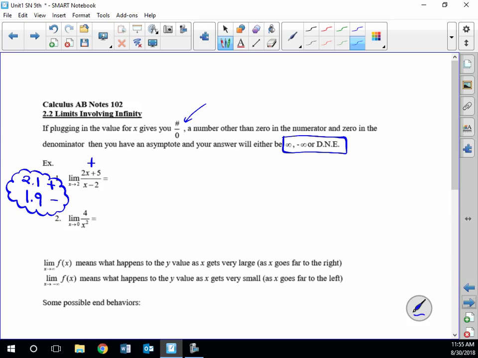Positive. So this is going to be positive. So that means coming from the right, the limit goes to infinity. So what I'm going to write over here is the limit as x goes to 2 from the right of 2x plus 5 over x minus 2 is positive infinity. Now we want to check coming the other direction.